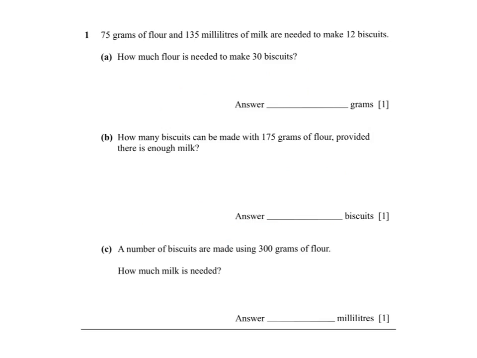We need 75 grams of flour for 12 biscuits. So for one biscuit, we would need 75 divided by 12, 6.25. So for 30 biscuits, we're going to want 6.25 times 30. Although it's a calculator paper, it's important to write out the sum that you're doing in case there's method marks.